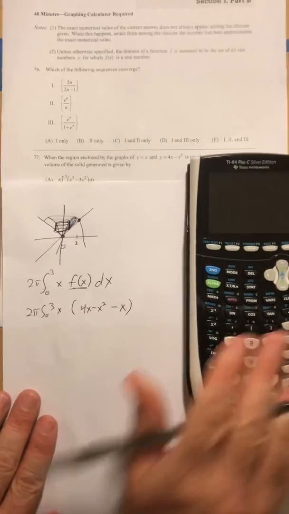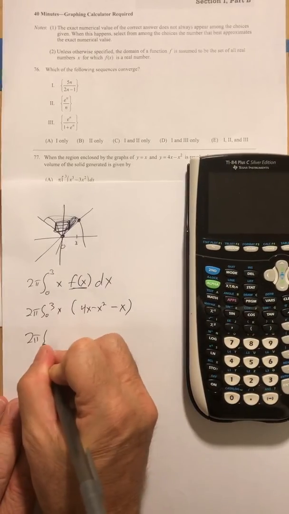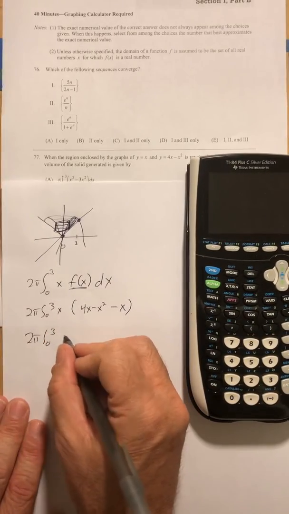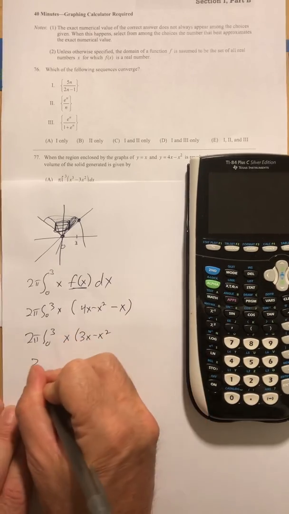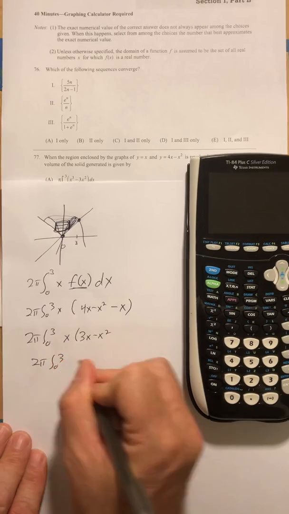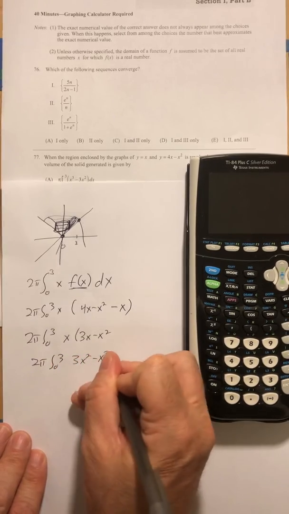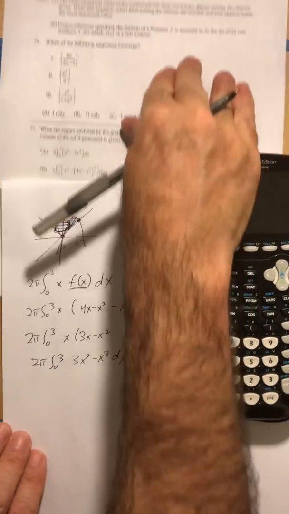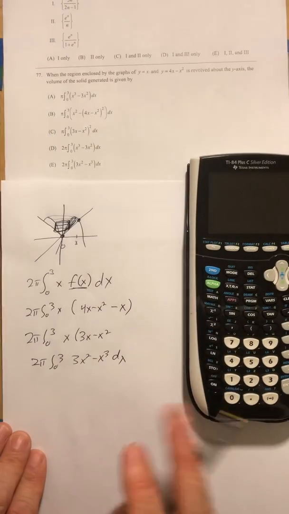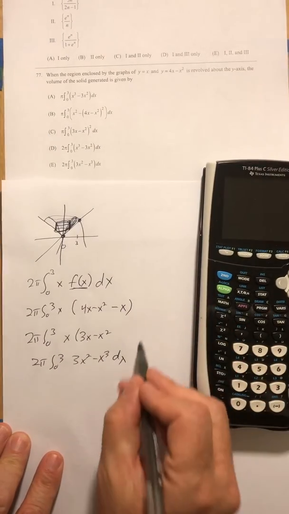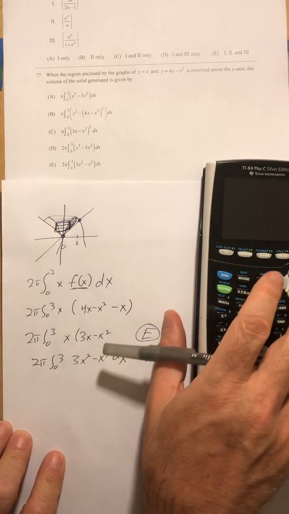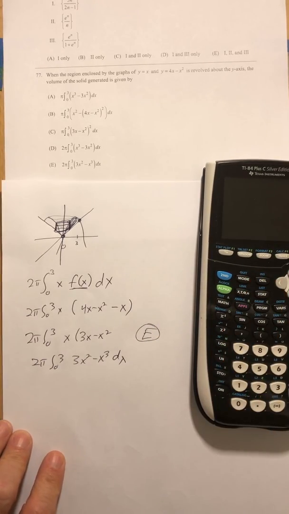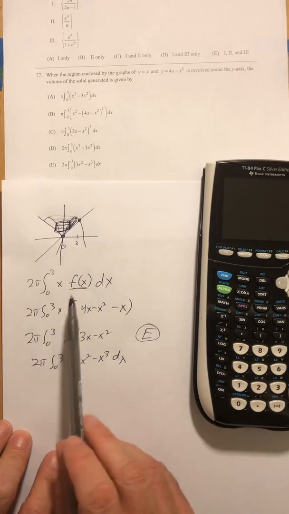I end up with 2 pi integral from 0 to 3 of x times (3x minus x squared). That's 2 pi integral from 0 to 3 of 3x squared minus x cubed dx. Looking through my answers here, the one that matches that is E. Kind of a challenging question, but that's a shell method volume of revolution. Notice you don't have to do the work, it's just which one makes the most sense.